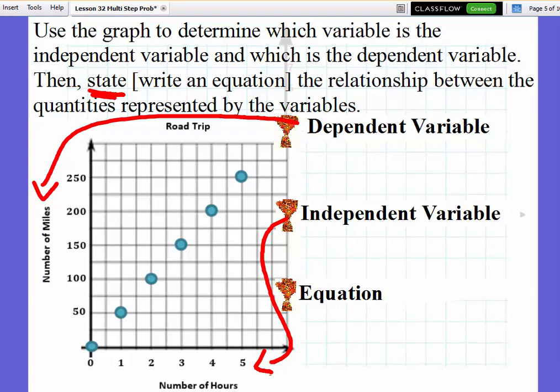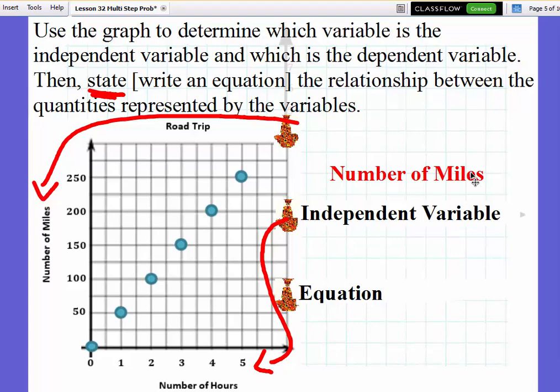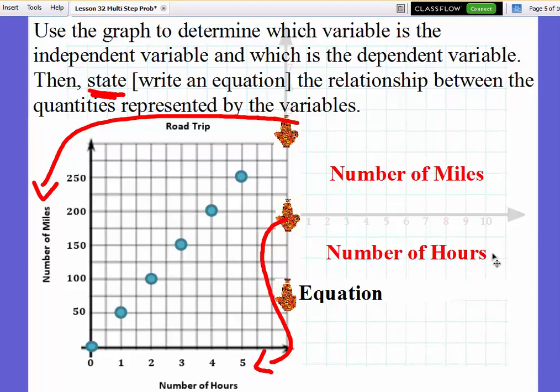That means whenever I change my x number, I change it from 1 to 2 to 3, it's going to change my y number as well. So let's check. Do we label it correctly? Number of miles for dependent. Independent, number of hours. My equation, let's look at this. It says then state or write that equation. How did I get m equals 50 times h?